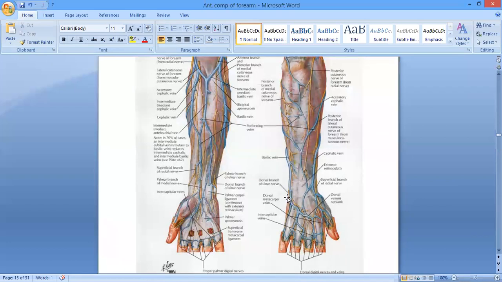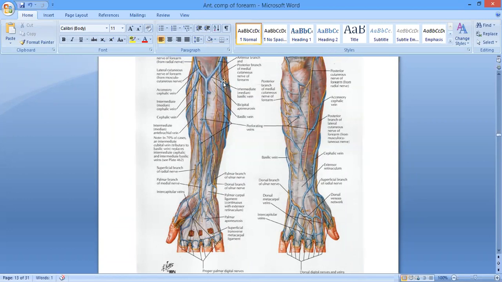Here you can see the basilic vein. It is getting formed from the dorsal venous arch and the small digital veins coming from here. They'll join each other and form this basilic vein, right? Again, it is coming from the medial aspect of the dorsal venous arch, ascending over the wrist, and near the medial border, it is going to wind around the medial border and come to the anteromedial aspect of the forearm, right?